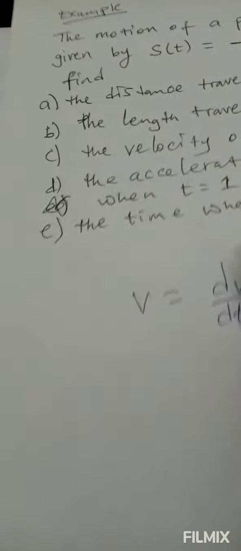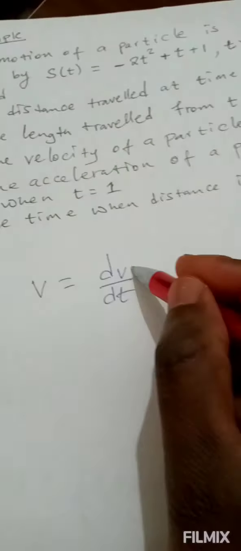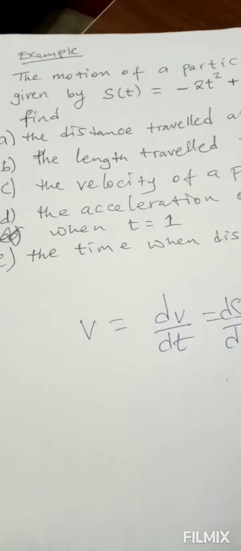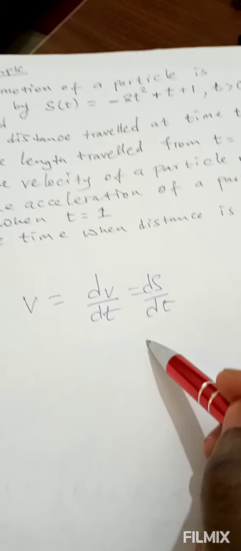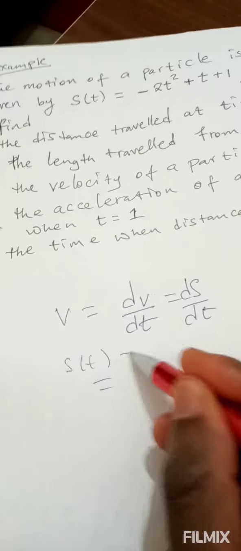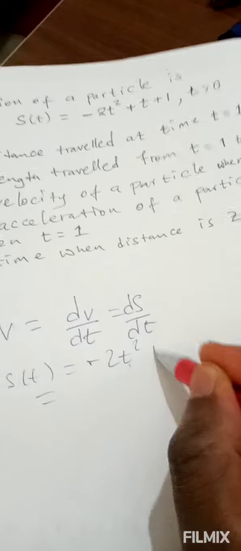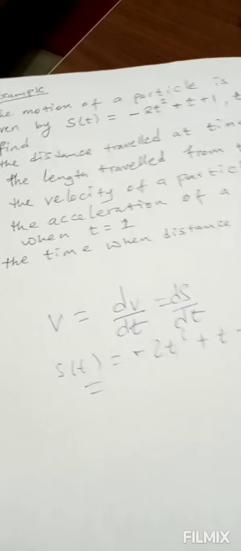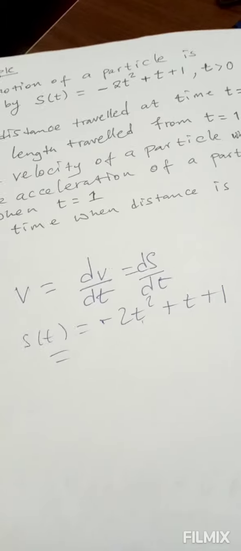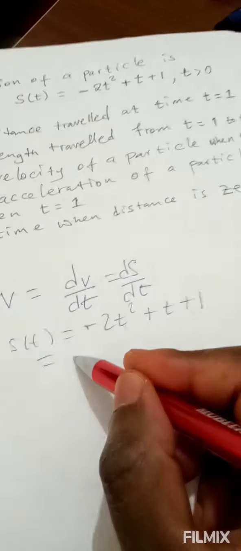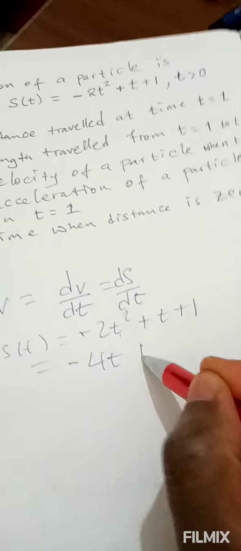Actually, I made a mistake. It's given by ds dt, change in the distance over change in time. That's the average velocity. Since we have the equation s(t) is equal to minus 2t squared plus t plus 1, the average velocity is ds by dt. So we just take the derivative, which is minus 4t plus 1.